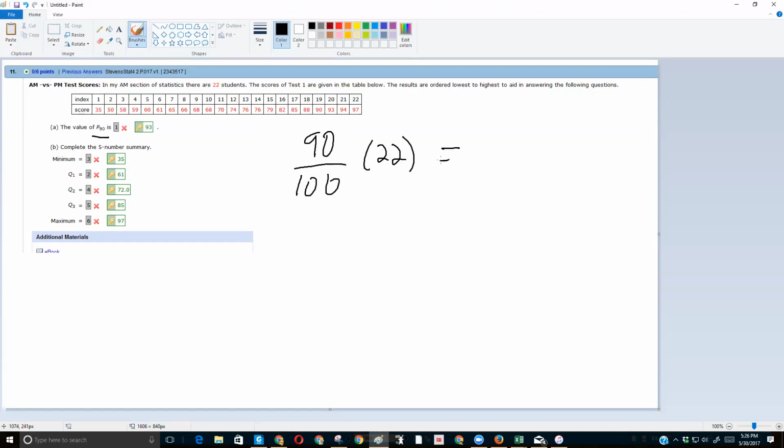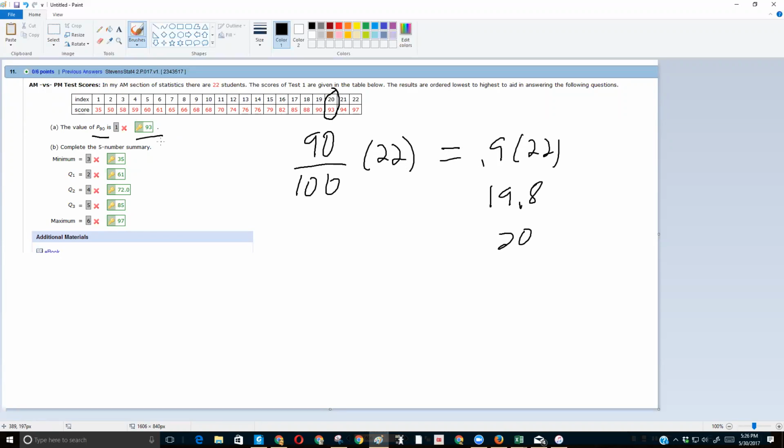So that gives me 0.9 times 22. And if I do that arithmetic right, I'm going to cheat and use a calculator. I will not lie. So 0.9 times 22. I should be able to do that in my head, but I mean, 19.8. Okay, and then what you're going to want to do is round up to the next number, because I don't have an index of 19.8, so that's 20. So the 90th percentile will be the 20th number, which is 93. And as you can see, that is the correct answer.